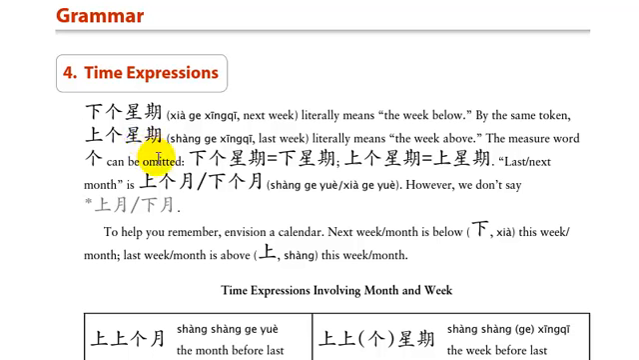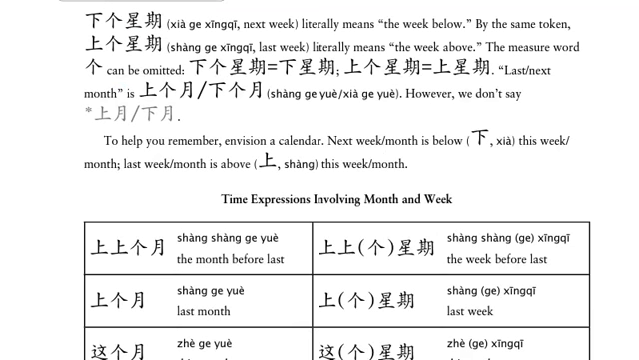They're noting here that you can omit the 个, so you can say 下星期 or 上星期 as well. However, for saying next month and last month, we do not use 上 and 下 alone. You have to have the 个 in there. So you can say 上个月 and 下个月, but usually we don't say 上月 or 下月.